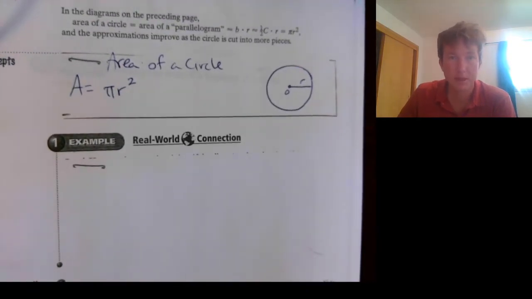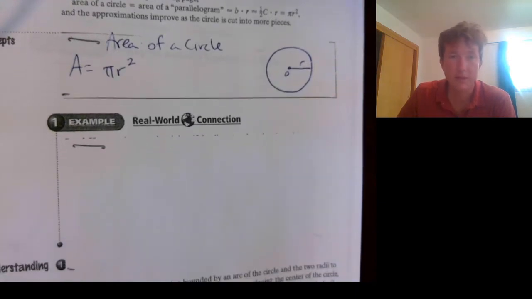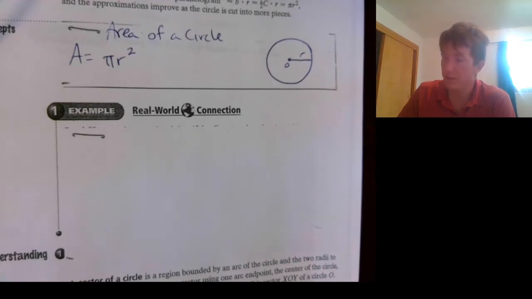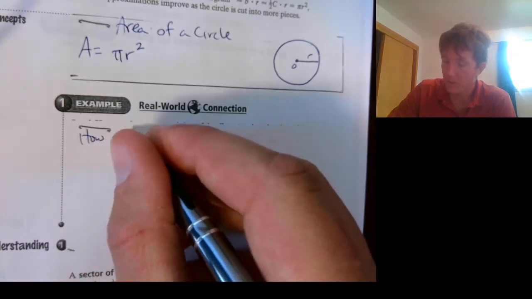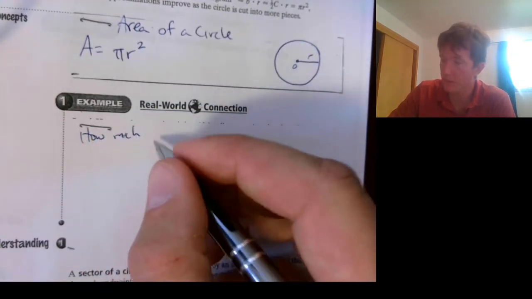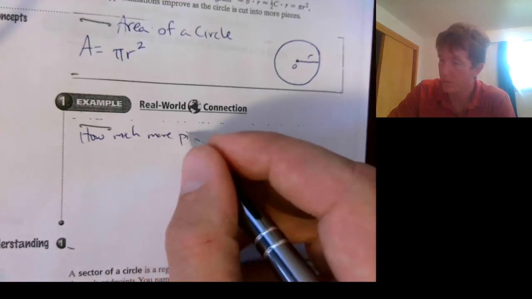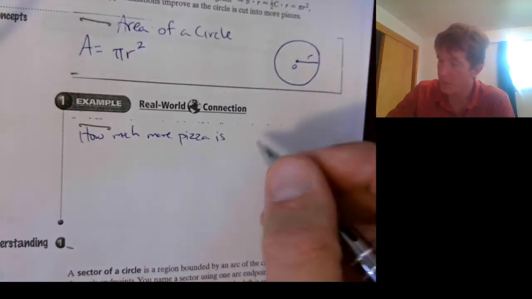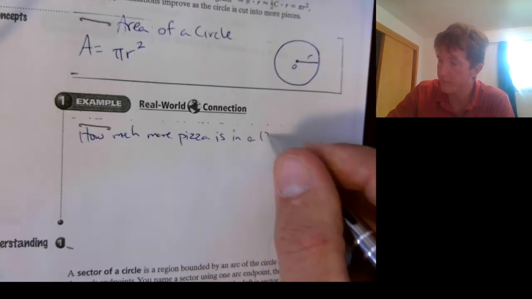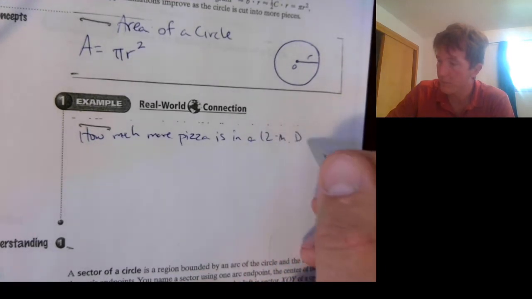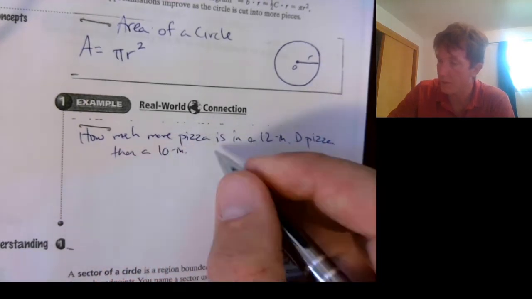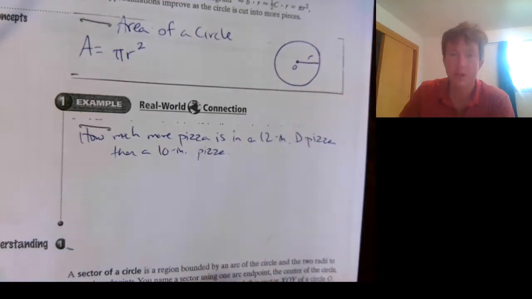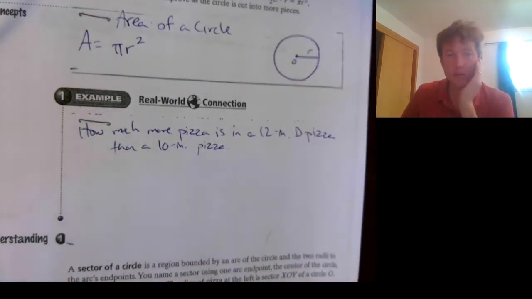The book goes into some explanation of how they got that. I will not cover that here. I'll just go into some applications. So the first one is going to be: how much more pizza is in a 12-inch diameter pizza than a 10-inch diameter pizza?